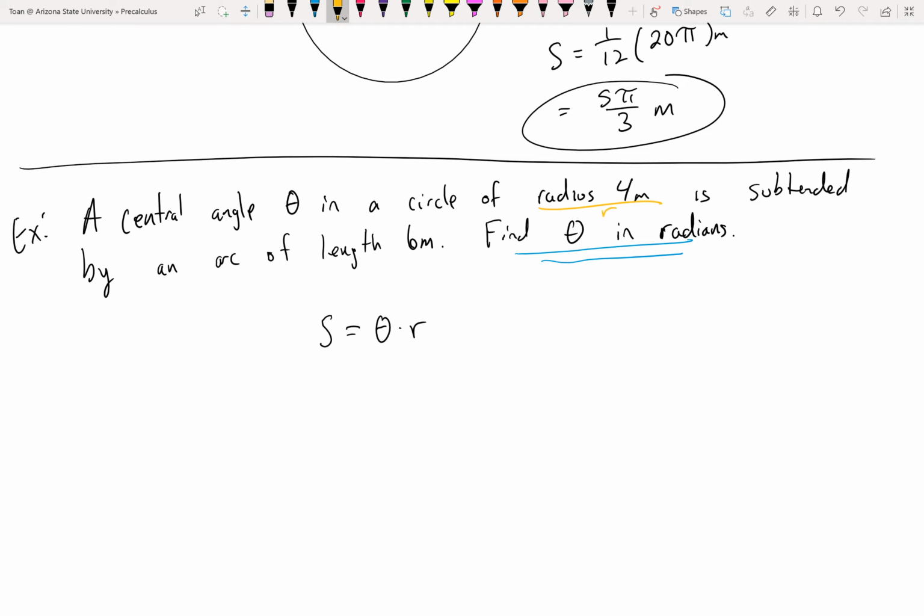Then you just plug in the information they give you. Radius of 4 meters, well, that's r. Arc of length 6 meters, that's S. So S is 6, theta is theta, r is 4, and you solve for theta. Theta equals 6/4, which is 3/2 radians, right? So theta is 3/2 radians. Radians don't need to have pi in them. Radians are a pure number. That's why mathematicians like to use them.